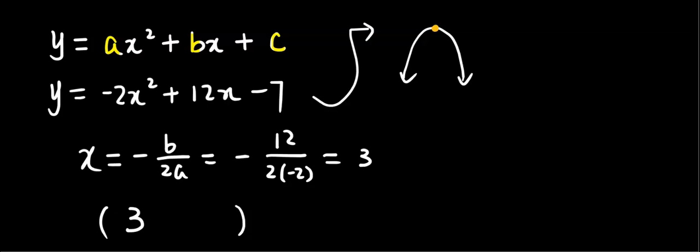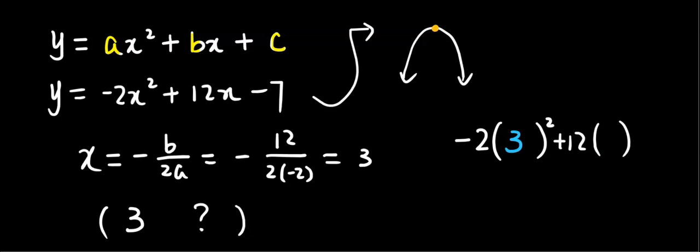Remember coordinate pair, 3 is x. Now we're going to find what's this missing value here. I'm going to plug in 3 right here. All right, let's see what we have. Negative 2. Whenever you see x, you're going to say that is 3. So 3. Don't forget that's squared. Continue, copy down 12. Whenever you see x, that is 3. That's what you just found out.